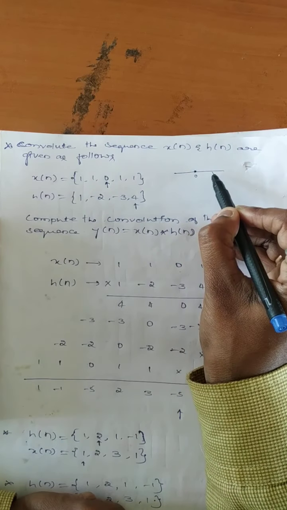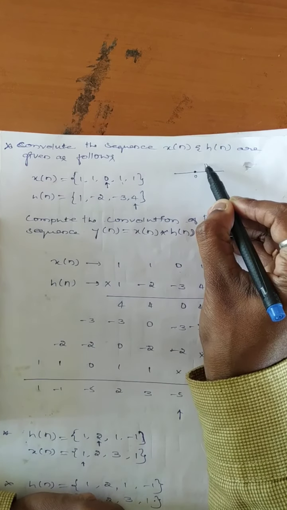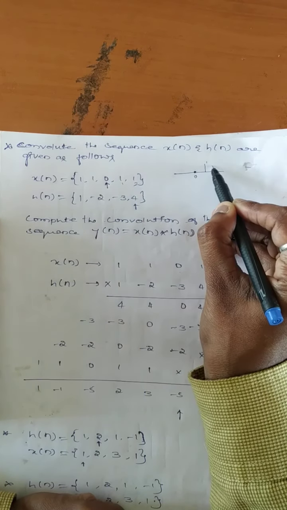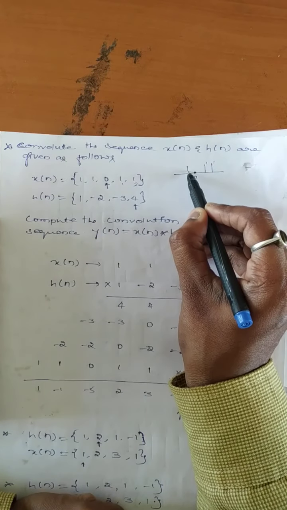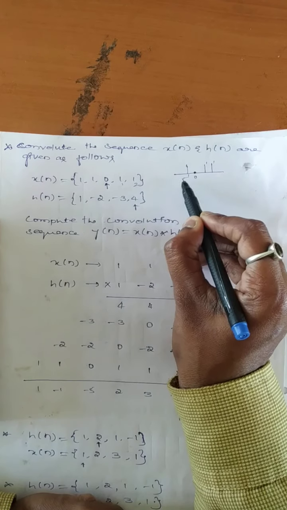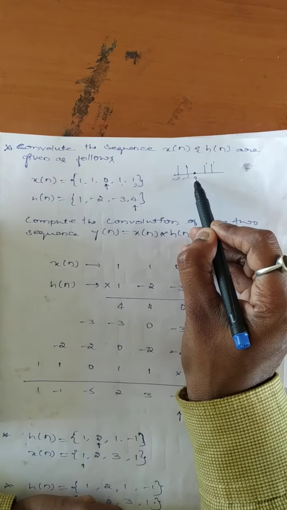There is no amplitude there. At 1 your amplitude is 1. At 2 your amplitude is 1. At minus 1 your amplitude is 1, and at minus 2 again your amplitude is 1. So this is what the 0th position is.